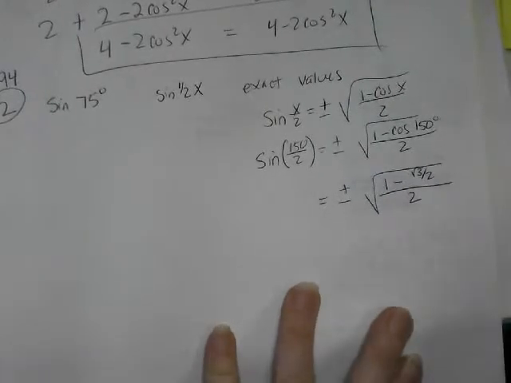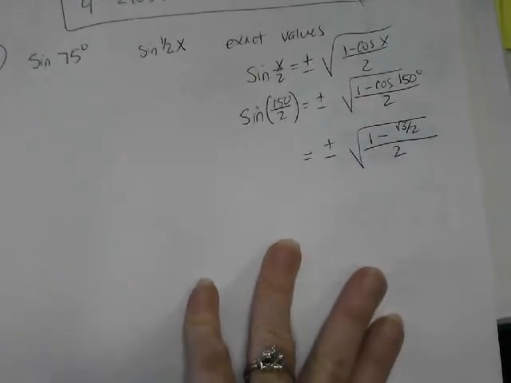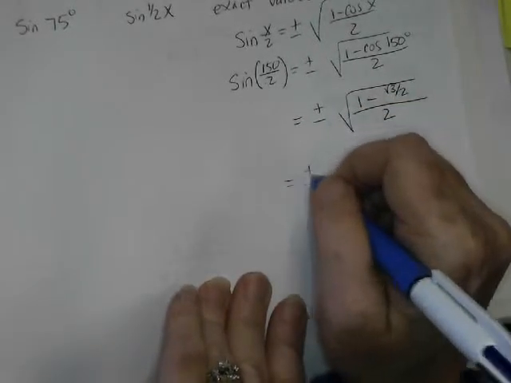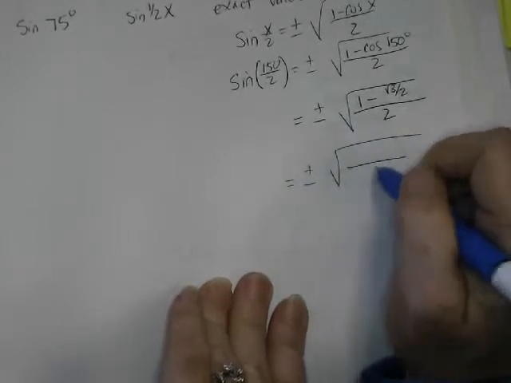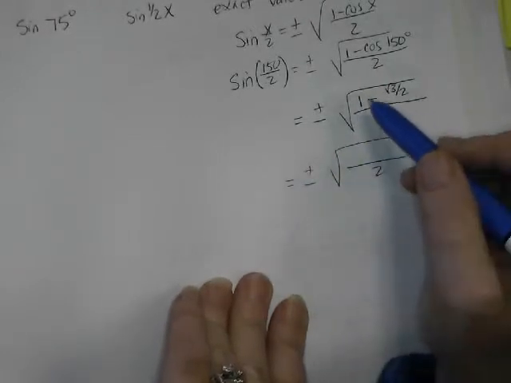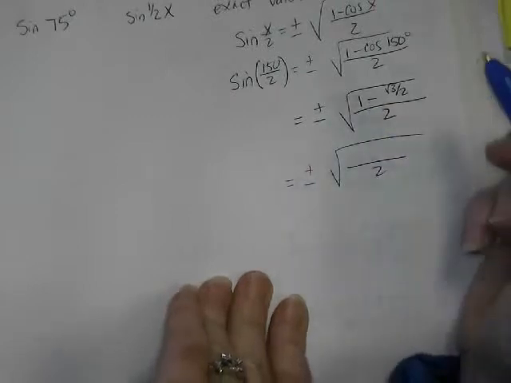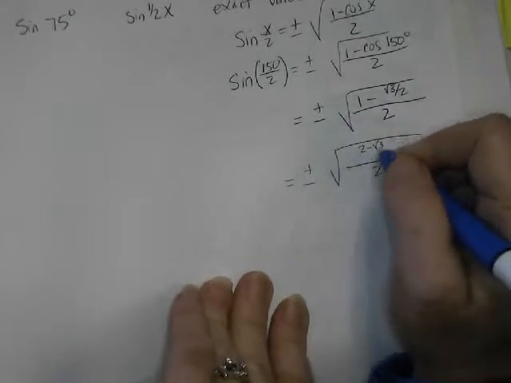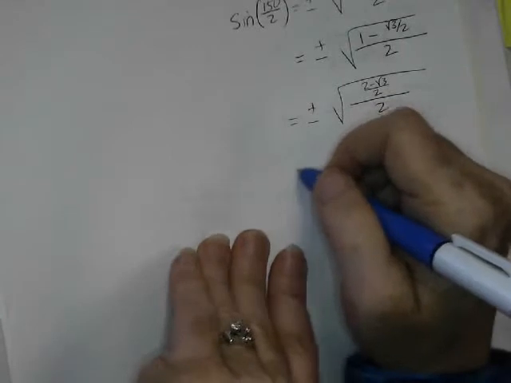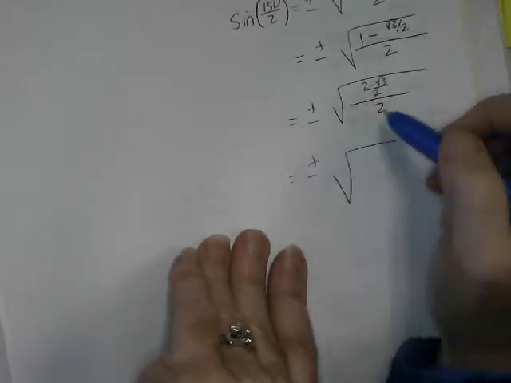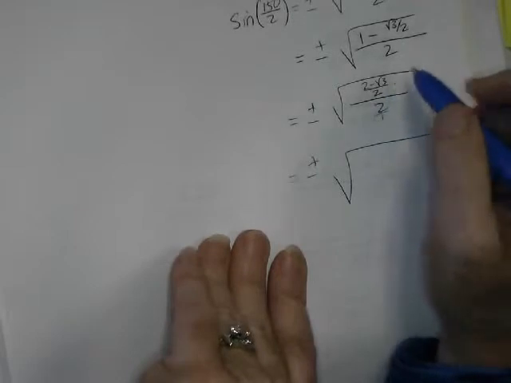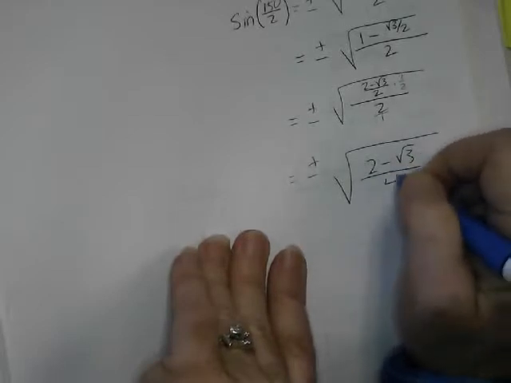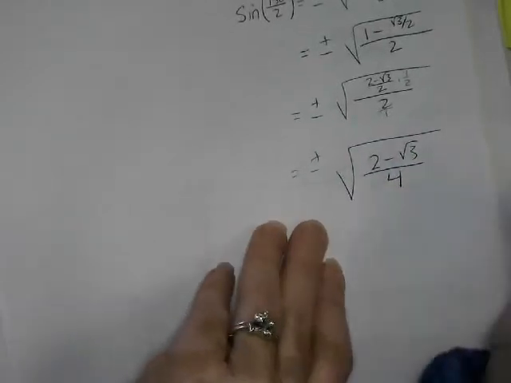Well, that's not very pretty. We can fix it up a little bit, but it's still going to have a root under a root. So if we use a common denominator, I can write 1 as 2 over 2. So then that would be 2 minus root 3 all over 2, all that's underneath that root. And then if I take the 2 and bring it up here, it's over 4. So it's 2 minus root 3 all over 4. I think that's sufficient. I think we end up leaving it like that.